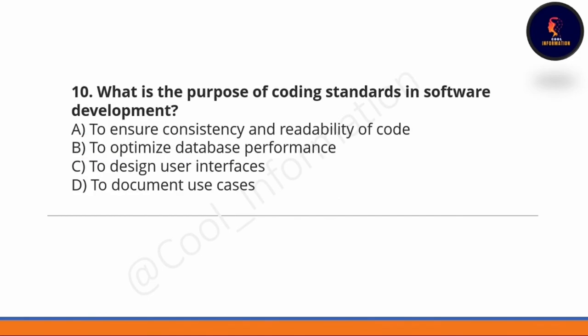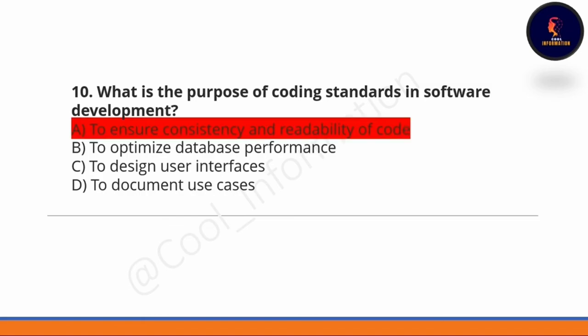Next question, what is the purpose of coding standard in software development? Option A is to ensure consistency and readability of code, option B to optimize database performance. Option C, to design user interface. Option D is to document use cases. Option A is correct, to ensure consistency and readability of code.